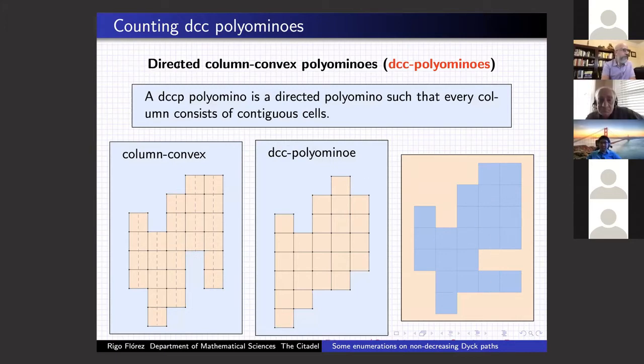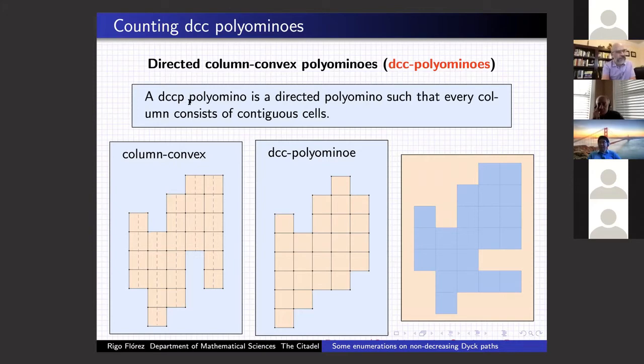And we need directed. Directed means from the lowest point on the left, you can go wherever you want with a path, but this path is using only north or east steps. So if it satisfies this condition, we say it's directed. And this is good because wherever you want to go, you go up. But here it's not, because if you want to go to this part, you can go up, but you cannot reach this point. So what we are interested in here is just DCC polyominoes.